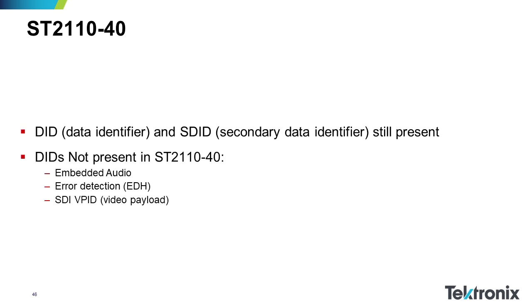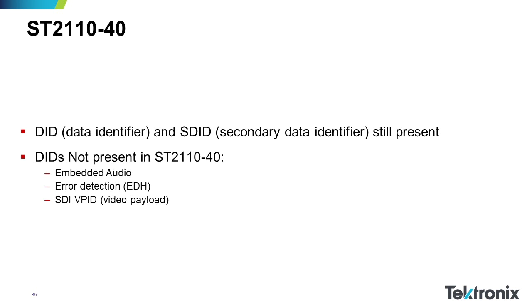Dash 40. So the DID and the SDID are still present. We have thrown a lot of ANC data away that was superfluous and isn't relevant for today's world or to send down an SDI pipe. One of those was packet deletion, where someone still sends the packet, but says this packet's ready to be deleted.